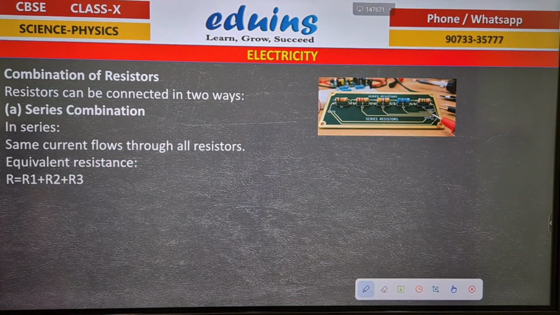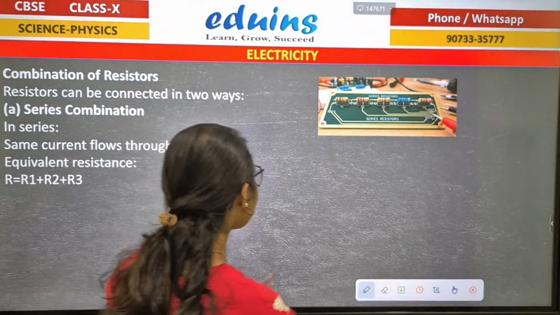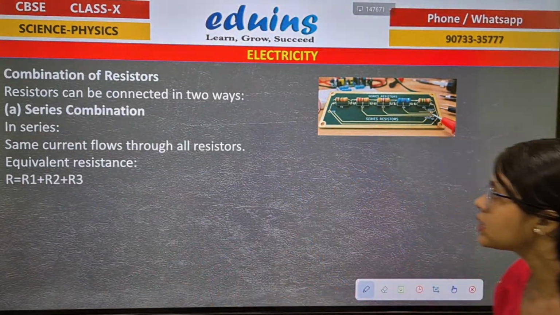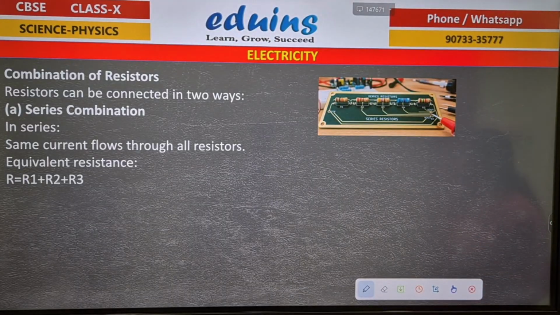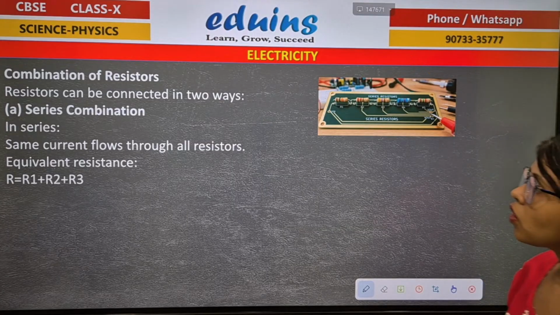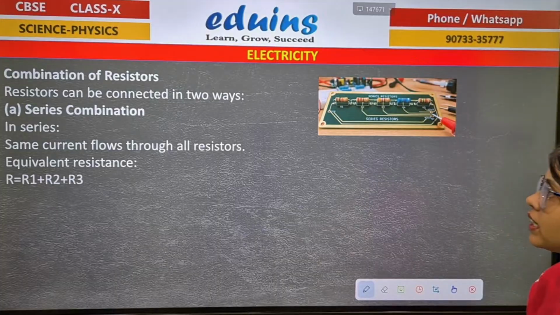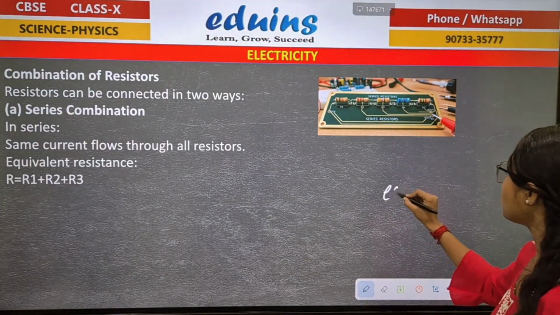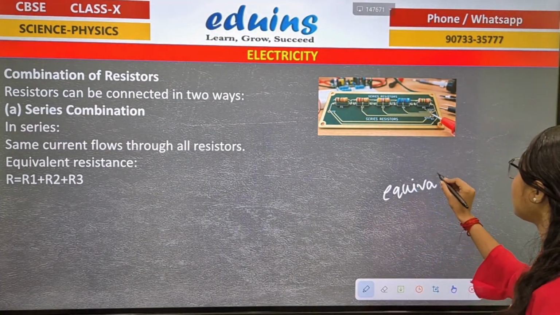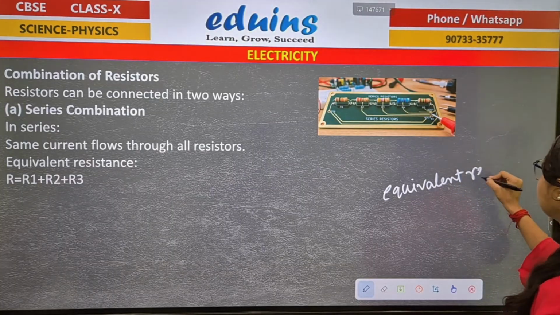So, combination of resistors. There are two types of combination: one is series and the other is parallel. What are resistors? They resist the flow of current. Resistors can be connected in two ways, so we have to determine the equivalent resistance.